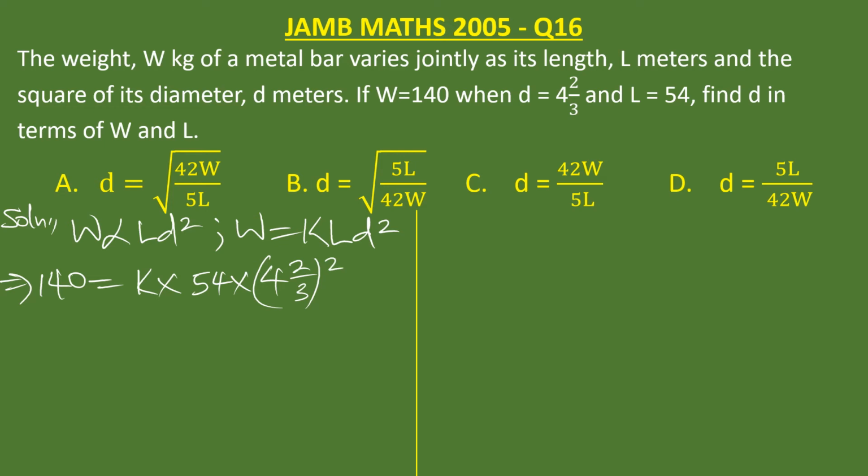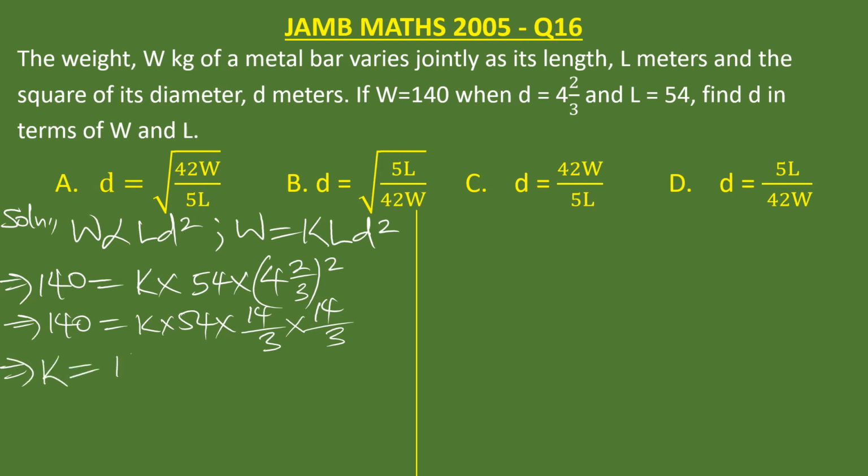All squared. Now this implies that 140 is equal to K times 54 times 4 times 3, 12 plus 2, 14 over 3. Let's say square, so another 14 over 3. So from here, making K the subject of the formula, we have that K is equal to 140 times 3 times 3, all divided by 54 times 14 times 14.